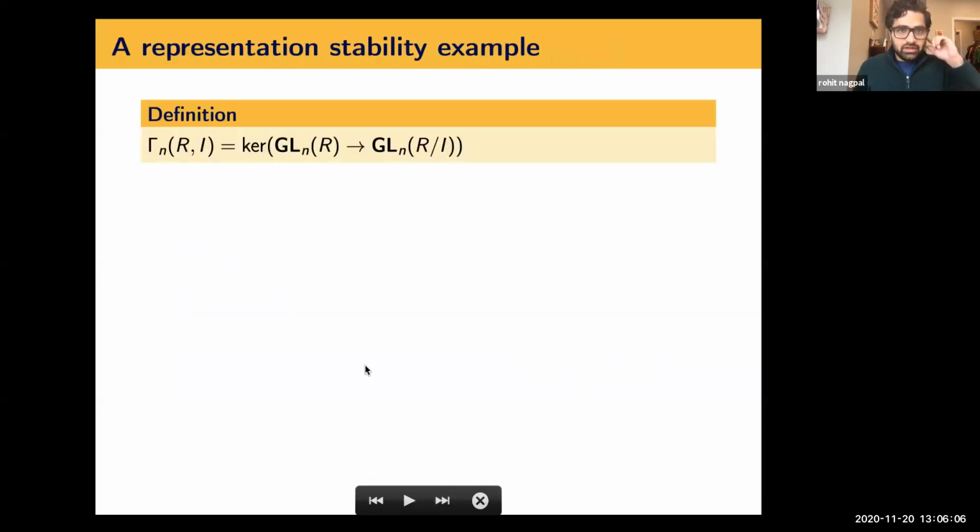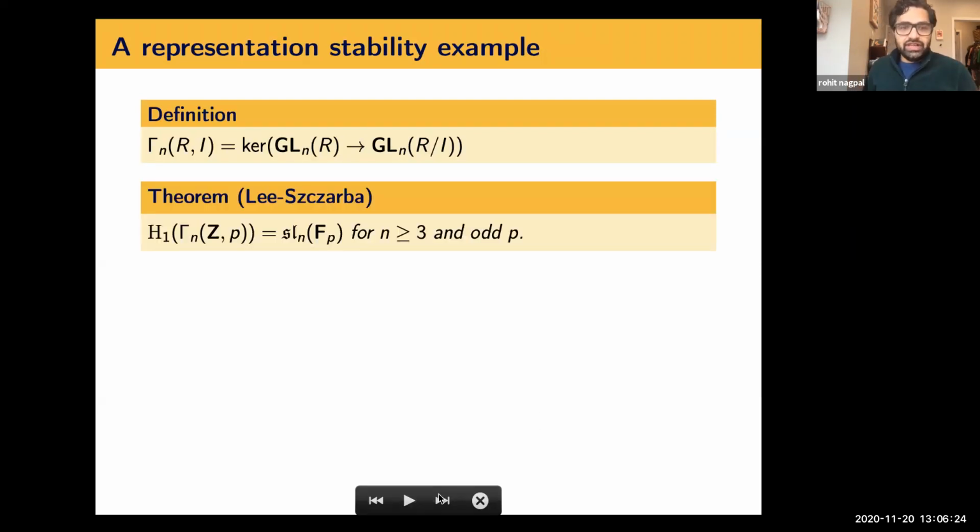So now let's see an example of representation stability. Let Gamma_n be the congruence subgroup of GL_n(R), where the label is I. So Gamma_n(R, I). Here's a nice theorem of Lee and Szczarba, which says that the first homology of the nth congruence subgroup, the label of level P, is just this little sl_n(F_p), which is just the n cross n trace zero matrices over F_p, right? Here I'm assuming n is at least 3 and the prime p is odd, right?